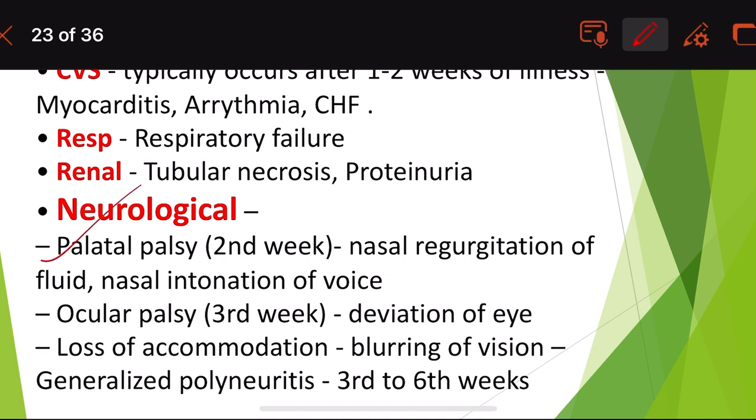Palatal palsy in the second week. Ocular palsy in the third week. In ocular palsy, there is a deviation of the eye. There is loss of accommodation and blurring of the vision. Generalized polyneuritis is seen from the third to sixth weeks. Is it clear, guys? We have loss of accommodation in the eyes, blurring of the vision, polyneuritis in the third to sixth weeks.